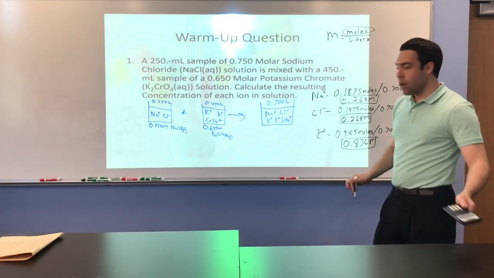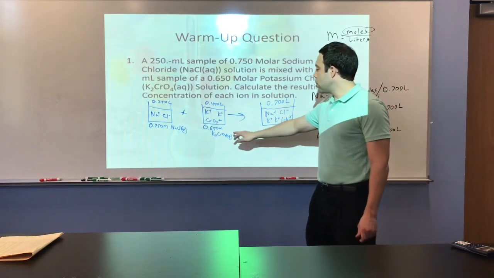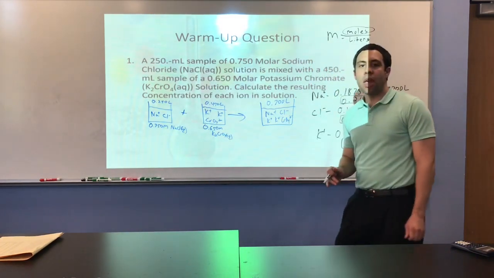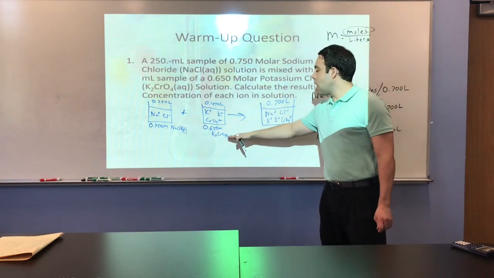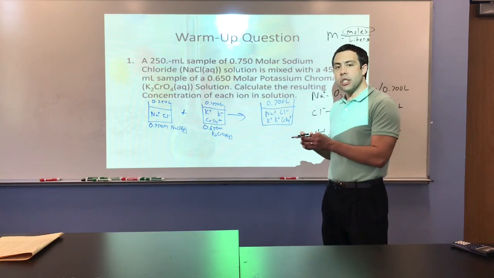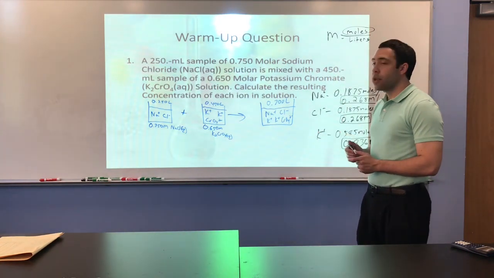Now notice the molarity of potassium is higher than the original molarity of the solution. It went up. That is because when you dissociate K2CrO4, it dissociates into 2 potassiums, which is going to double your answer.